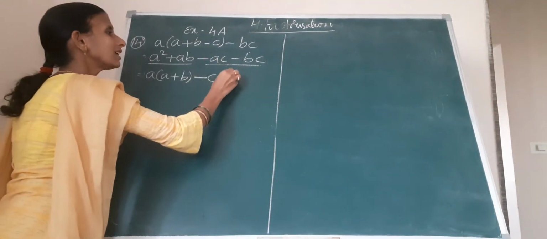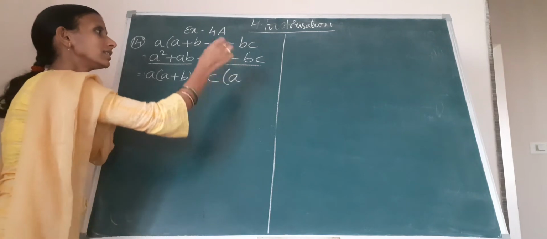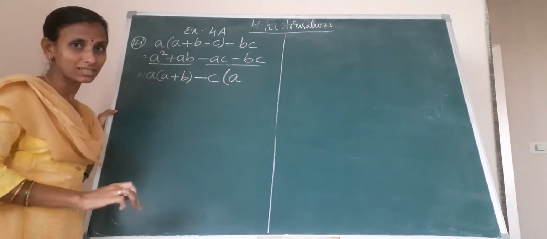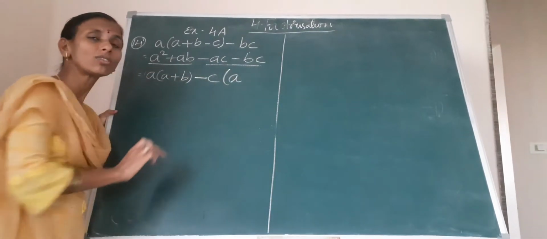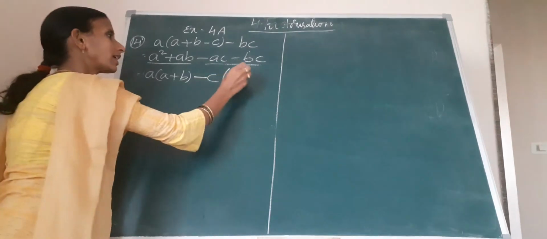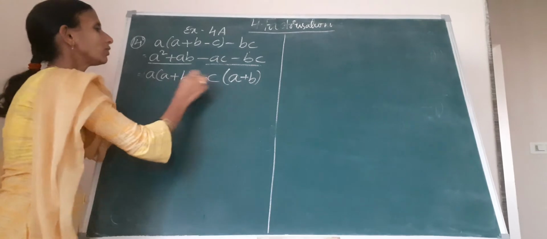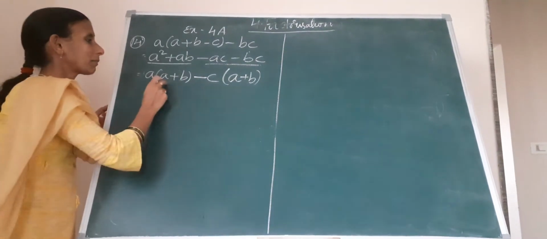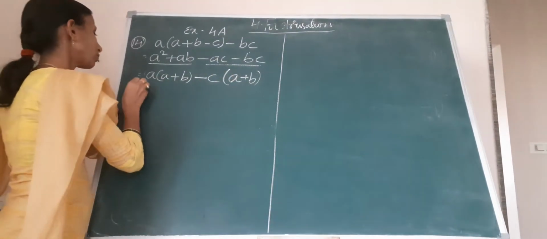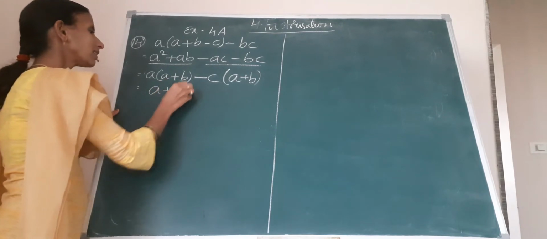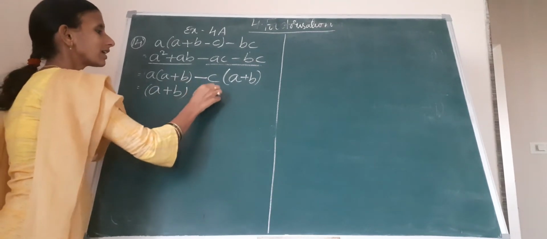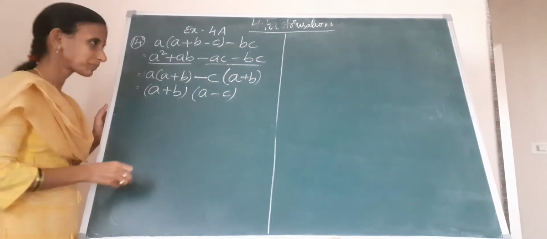So what is remaining here? A, and the sign before this BC is minus. But that minus we have taken out as a common. So what sign do we get here? It is plus B. In both the terms what is common? A plus B. So that A plus B we will take out as a common. Remaining is A minus C.